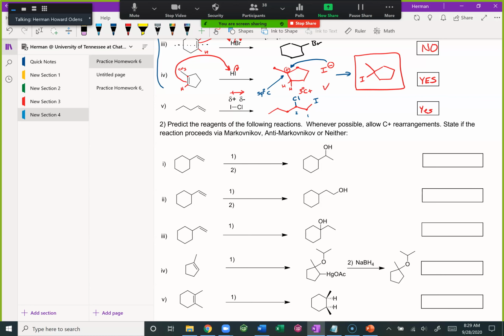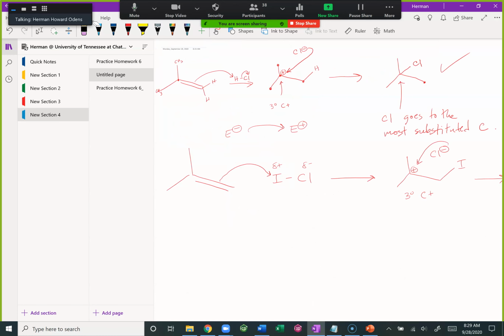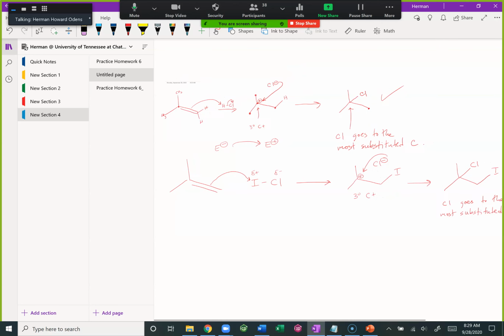All right. So we're going to predict the reagents of the following reactions. Whenever possible, allow carbocation rearrangements. Okay, so it's important you guys know carbocation rearrangements. What does it mean by that?